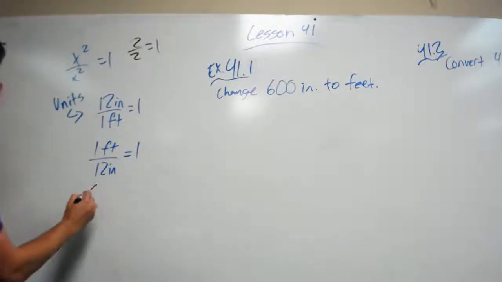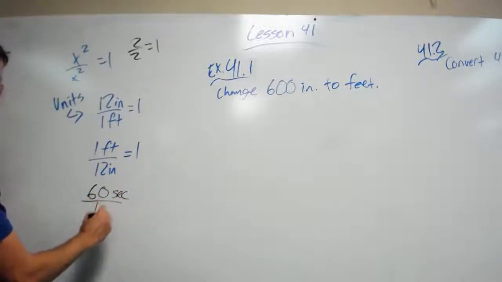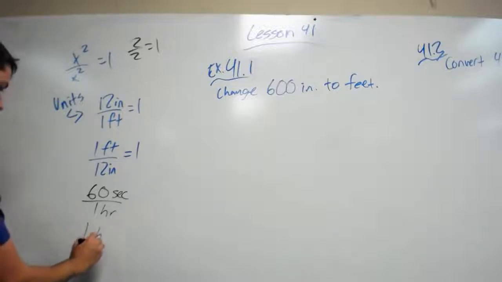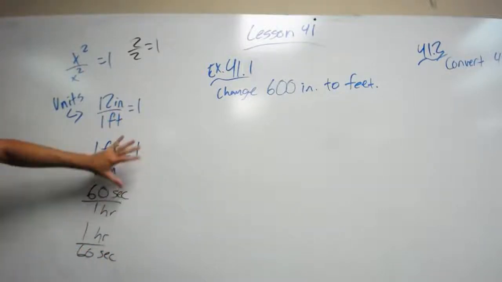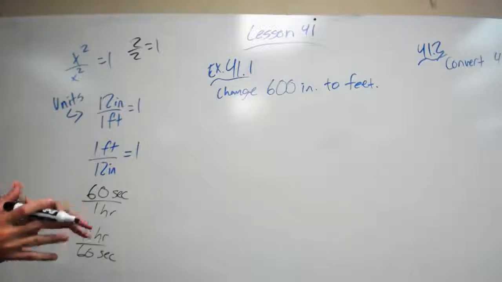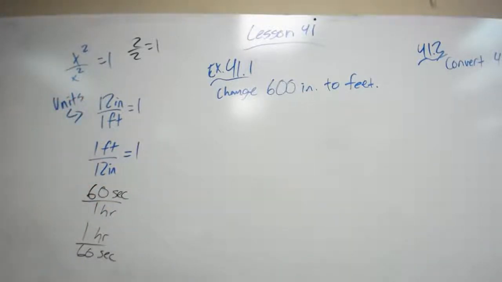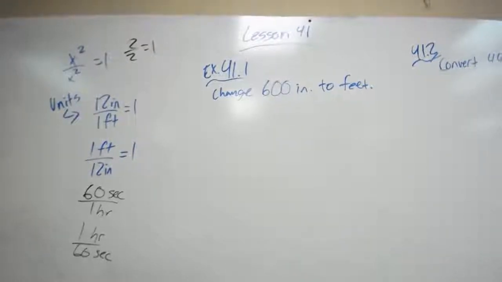If you had 60 seconds, you could say 60 seconds in 1 hour. And that would equal 1, or you could say 1 hour over 60 seconds. That can be confusing, but all those units, they're similar. Okay, these and their reciprocals are the same value. We can multiply any expression by either of these terms without changing the value. So we call these unit multipliers.